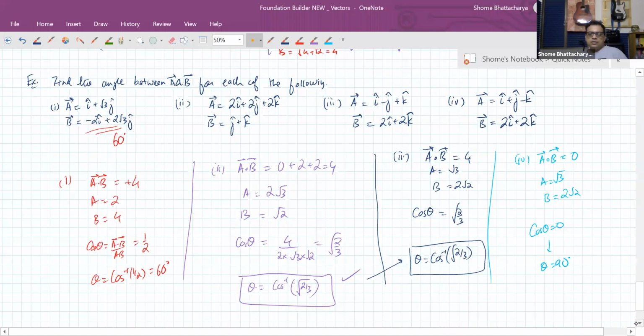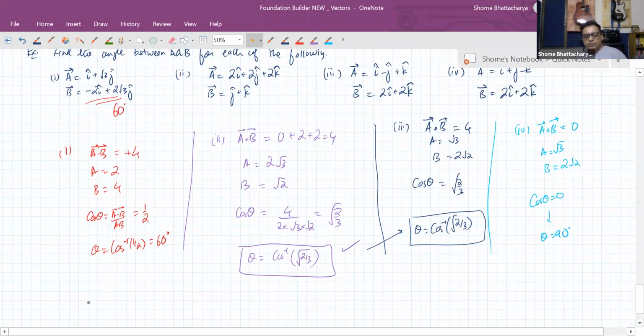Let's just do one more part of this because I wanted to cover one which has an obtuse angle. So let's look at this one. Just finish this one, then we'll move on to the next thing.